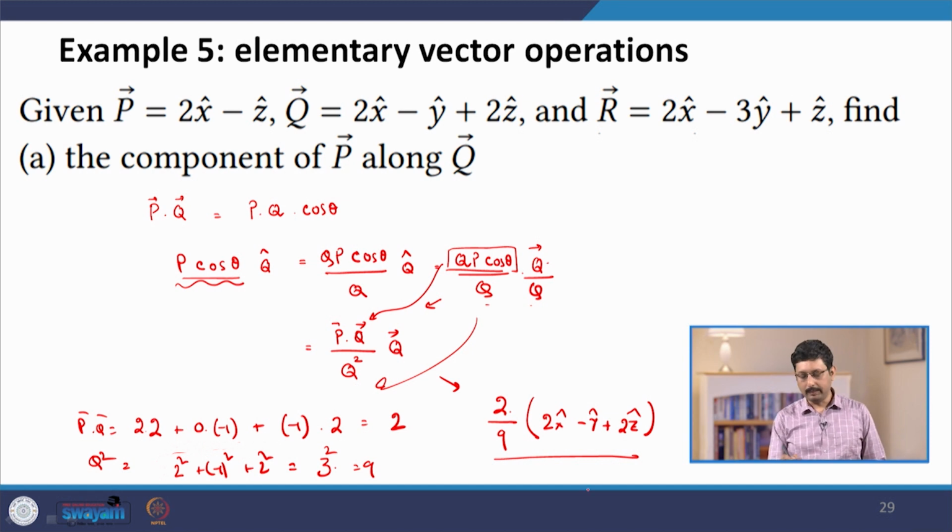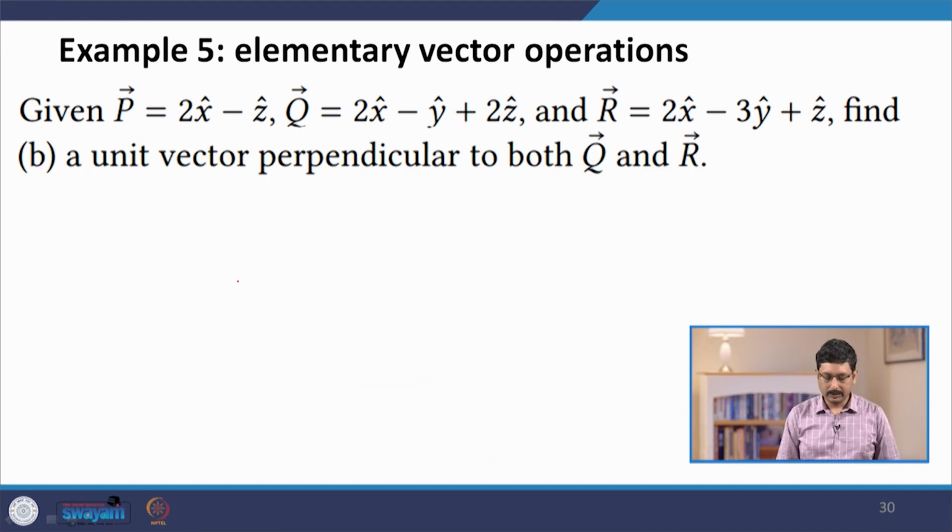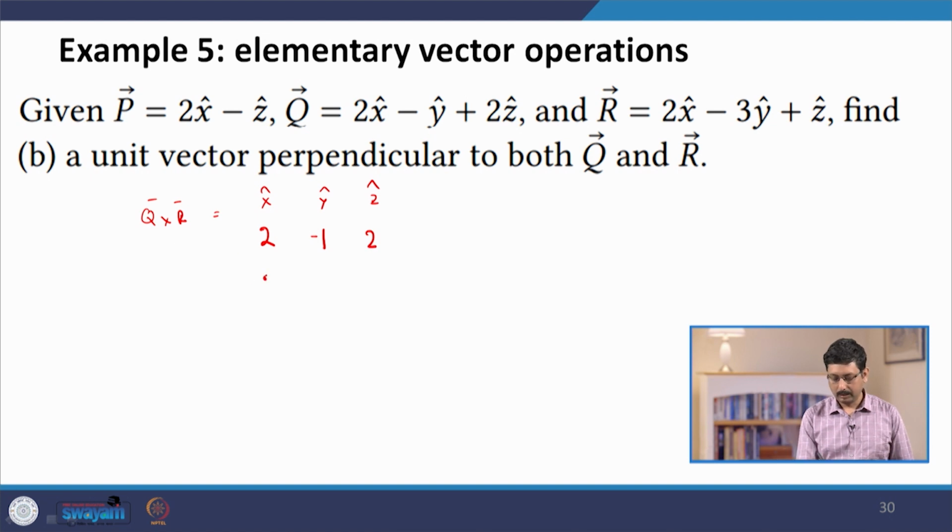So, if you calculate the magnitude of this vector, that will give you the projection of p along q, the p cos theta. Okay. So, the next problem is to find the unit vector which is perpendicular to both q and r. This is a straightforward application of the cross product. So, we need to calculate q cross r. Let us apply this determinant formula. We write it down in terms of a determinant, which is easy to remember. So, q is 2, minus 1, 2 and r has x component 2, y component minus 3, z component 1.